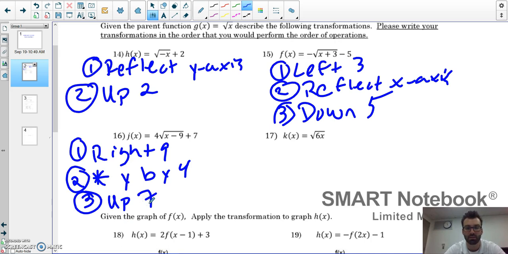Okay. Only one step here. The 6 is attached to the x, so it's on the inside, which means I'm going to divide x by 6. All of my x values.